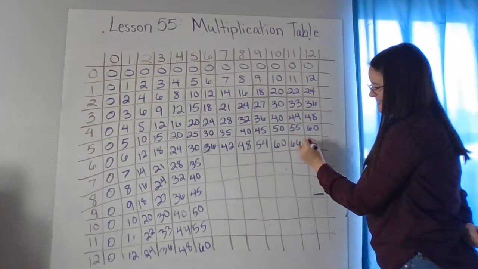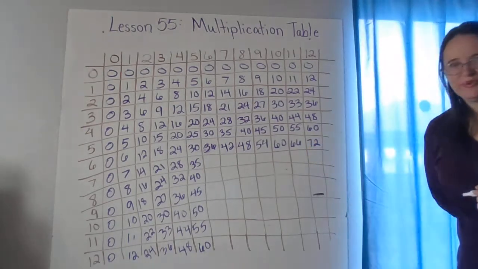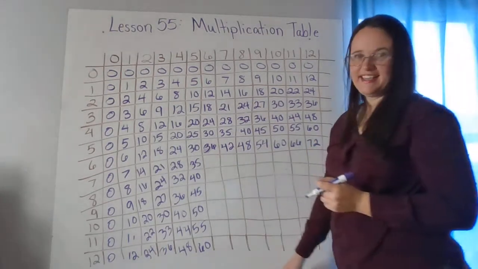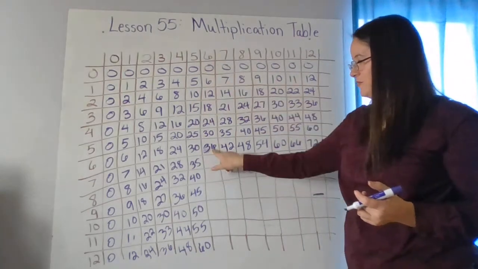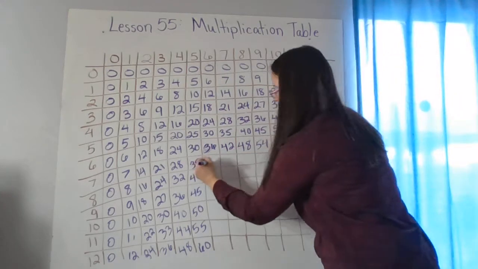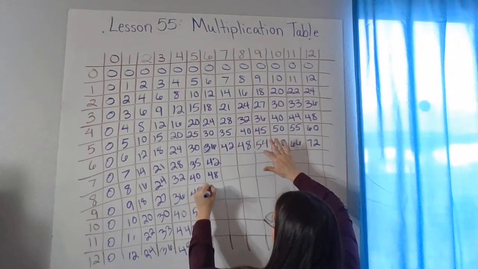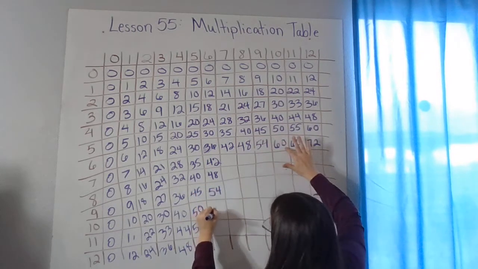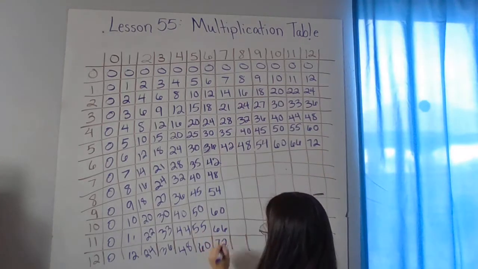66, and 72 is the last one. And like I said before, if you had trouble with that, you may just want to go down. We were at 36, so what comes next? 42, 48, 54, 60, 66, and 72.